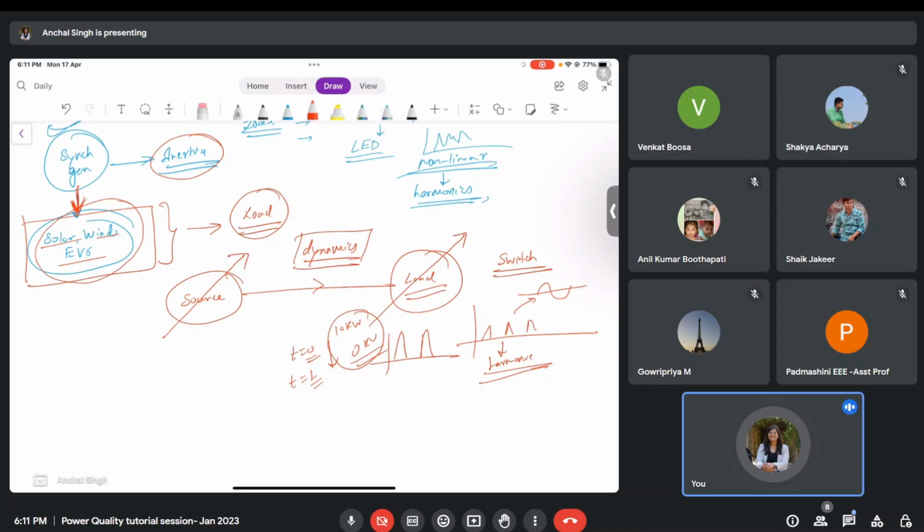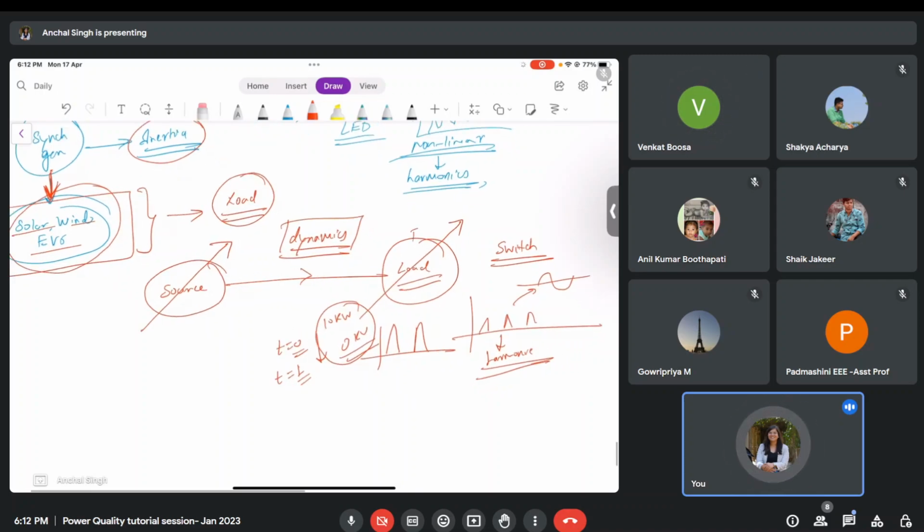Initially we used to have synchronous generators and our traditional diesel and petrol vehicles. Now we are moving towards solar sources of energy and wind power generation. Then electric vehicle is a kind of load, right? An electric vehicle will be charged using our grid, so it will come in the load category. And solar and wind will come in the source category. So these are the changes that are occurring.